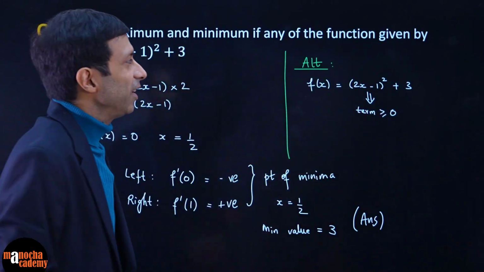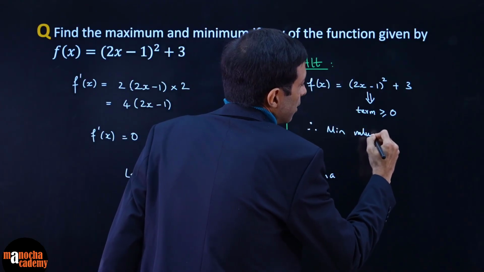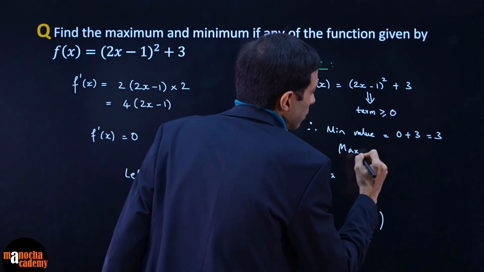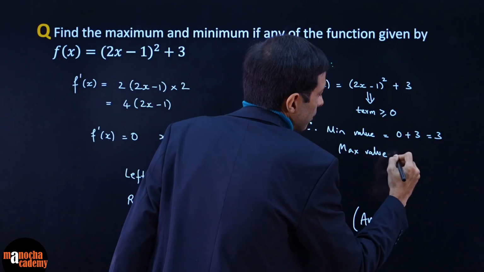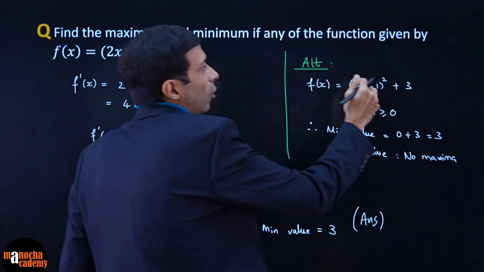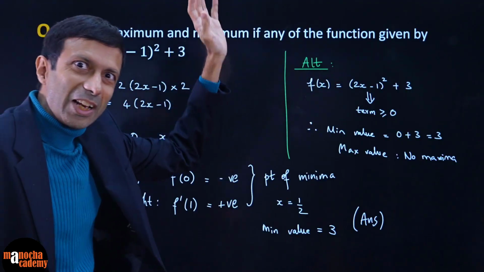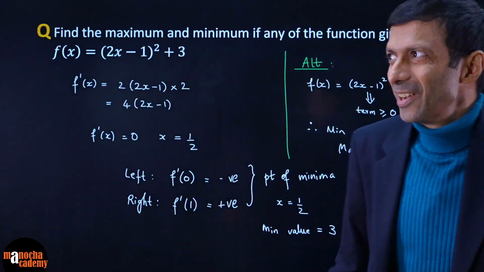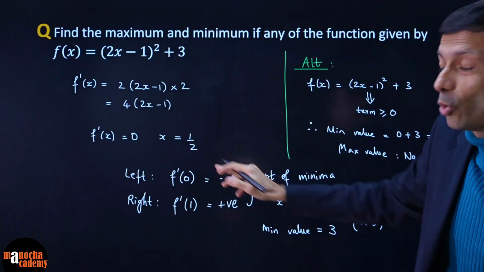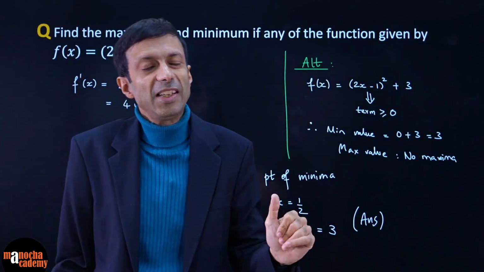So clearly we can see the minimum value is equal to 0 plus 3, which is 3, and the max value, no maximum, or basically infinity, right? You can keep putting bigger values of x, this square will become bigger, no maximum. So we actually didn't need calculus for this. And we can understand the shape of the graph will have a minima exactly at x equal to half. We even know its value, 3. That's why I told you application. We can draw this graph very easily.